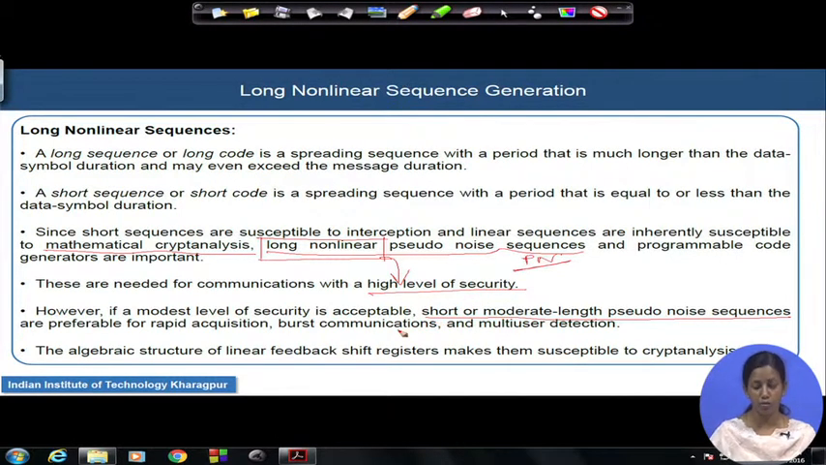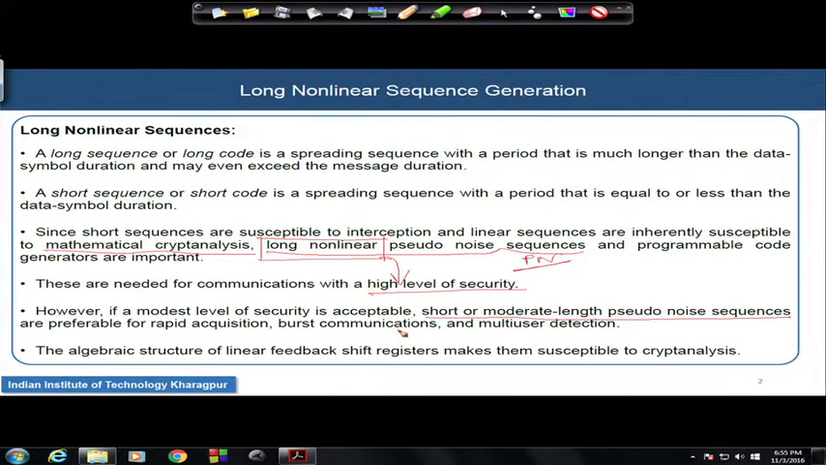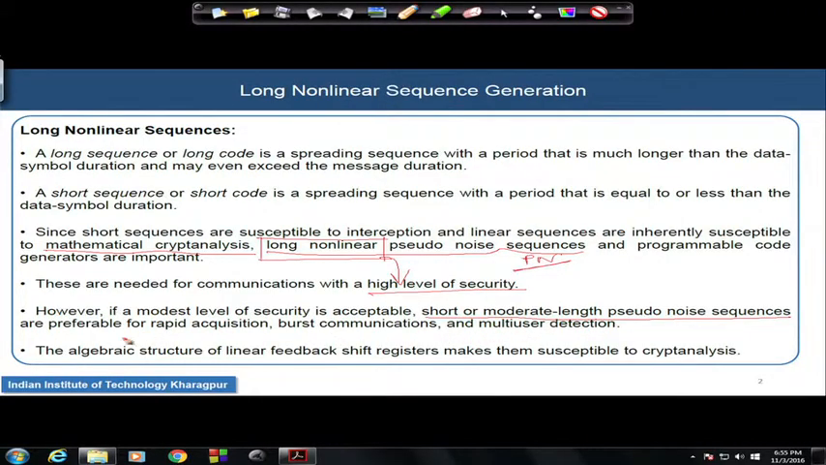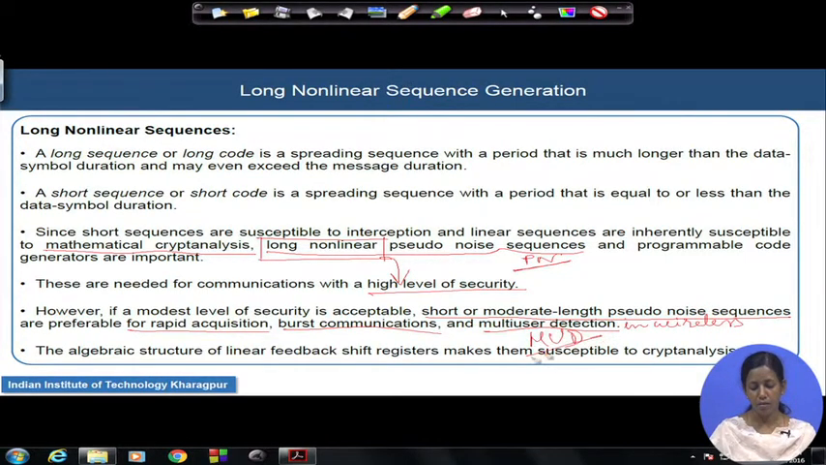For long length, the synchronization acquisition in the receiver also needs more time. So the convergence of the acquisition algorithms is not so fast. If you are going towards security, then you have to compromise on a long acquisition time. But if you are fine with a moderate level of security, then short and moderate length pseudo noise sequences are preferable for very rapid acquisition, burst communication, as well as multi-user detection in a wireless communication scenario. Multi-user detection, or MUD, is a very well known research topic, where the design of the sequences is the most important research criterion for establishing a good outdoor wireless communication system.